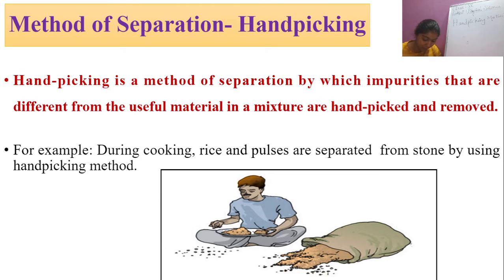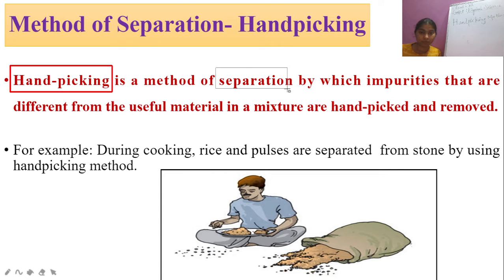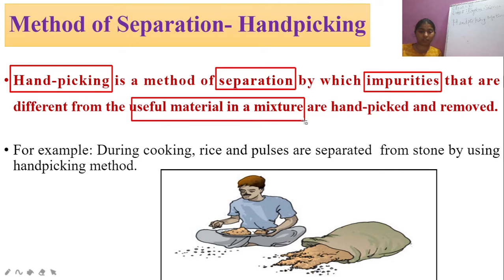Students, have you ever heard about hand picking? Your mother has done it, right? Let's see what hand picking is firstly. Here you can see, hand picking is a method of separation by which the impurities that are different from the useful material are separated from the material which is useful to us. They can be hand picked, or removed with the help of our hands.